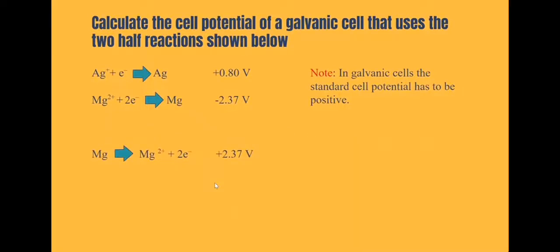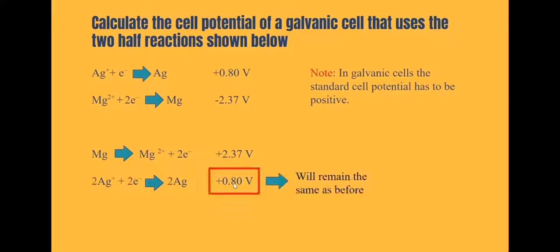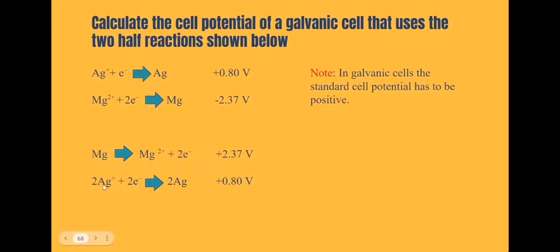Notice that we have two electrons here, and then the silver has only one electron. So to fix this, we need to multiply this half reaction by 2. If we multiply by 2, notice that the voltage doesn't change at all. It will remain the same as before. Then, after we multiply it by 2, let's proceed to the third step.